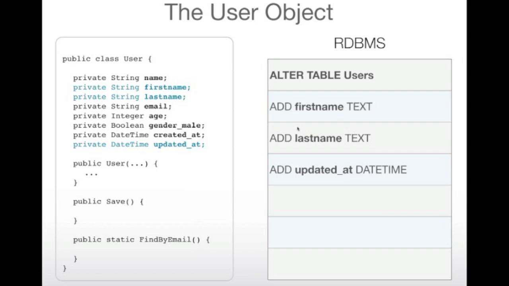Now I'm going to add a few things. It turns out I don't want to just use name. I want to use first name and last name, and I want to have an updated at, right? Because every time something changes, I want to actually record the time at which it was modified. So now what I have to do in relational is take the database offline, execute the change in migration, and bring it back online.